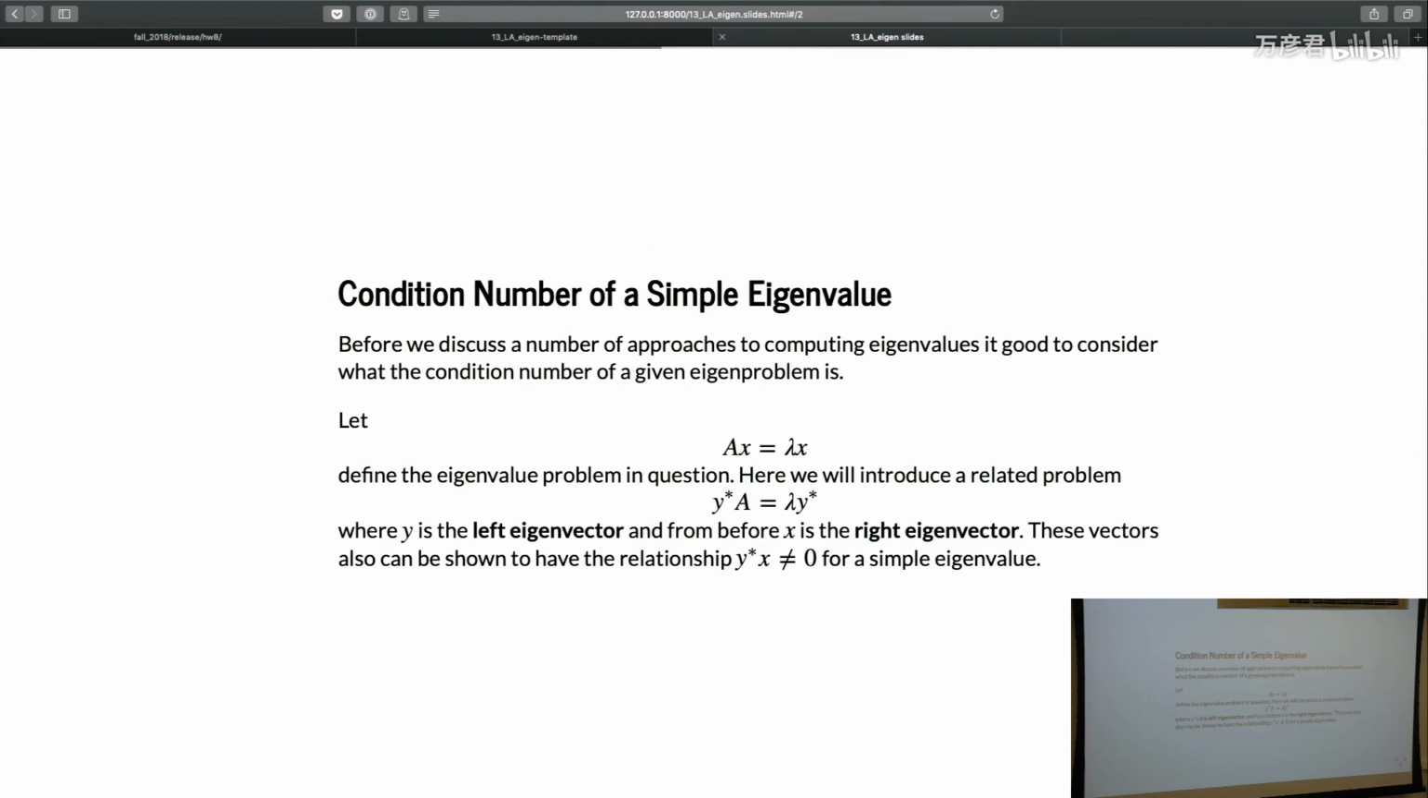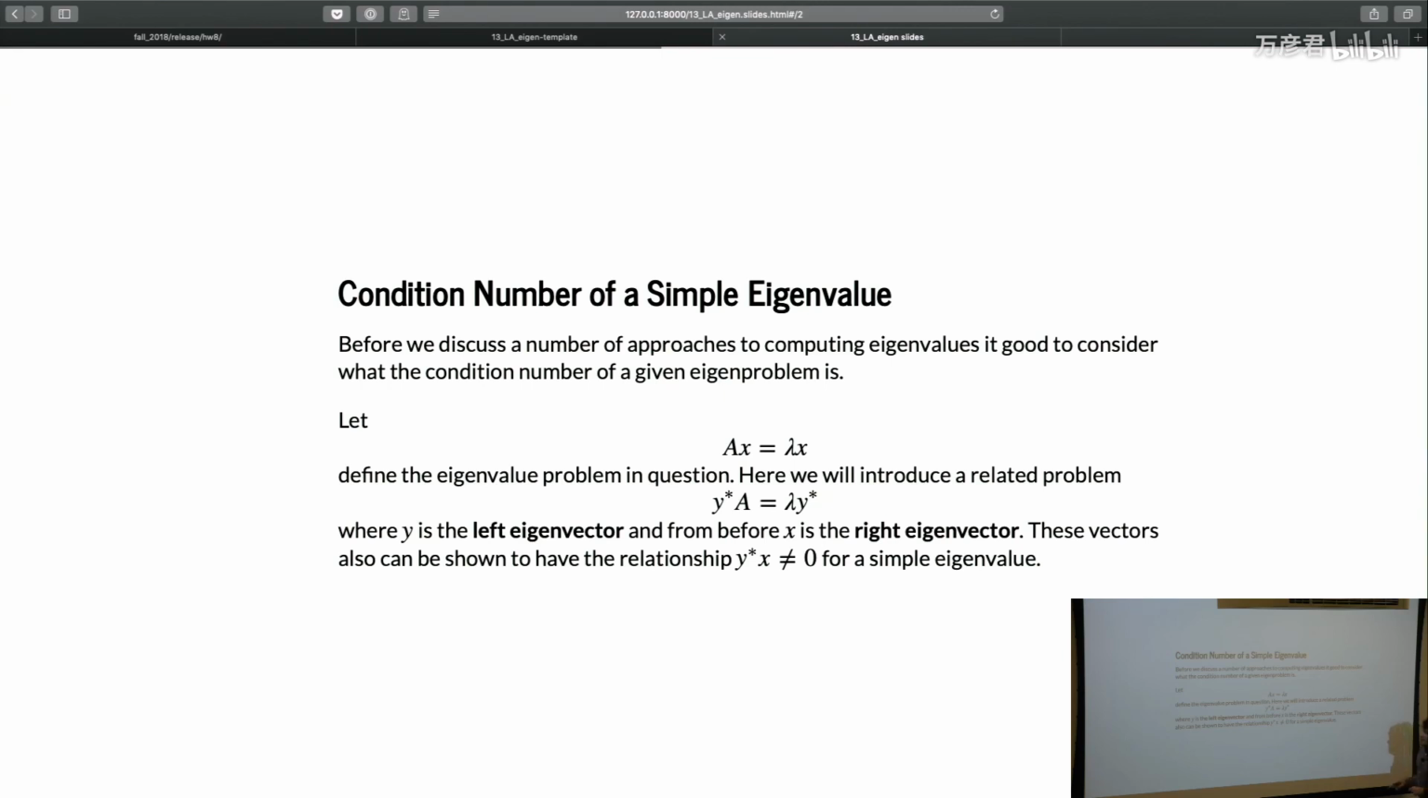Okay, so before we embark on the more computational side of things, it is important to consider the condition number. We saw how this comes into play for Ax equals b, and here we want to think about how this happens for a simple eigenvalue. Simple eigenvalue means that it has multiplicity of 1, so it's not a repeated eigenvalue. It has nicely defined eigenvectors, okay?